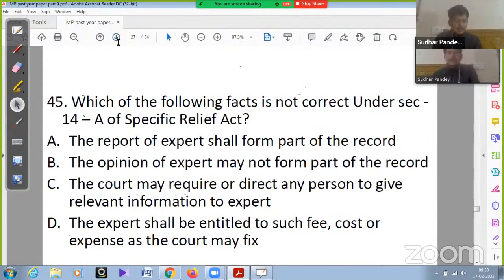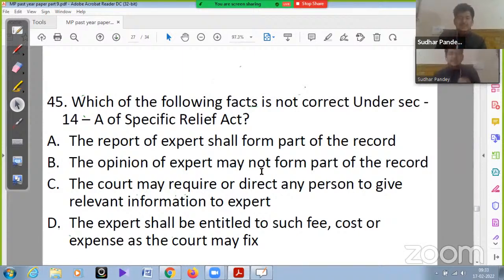Question number 45. Which of the following facts is not correct under section 14A of Specific Relief Act? Again, section 14A was also added by the Amendment Act of 2018, Specific Relief Amendment Act 2018.